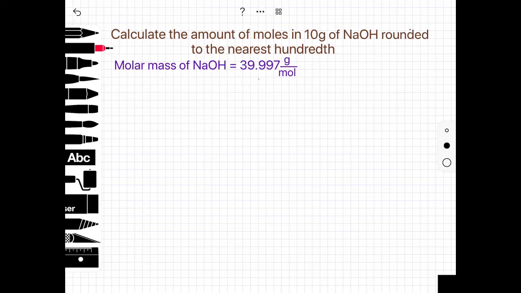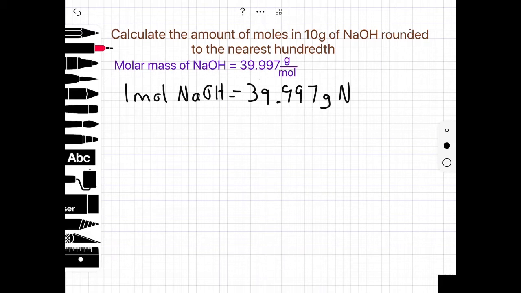We have to use the molar mass as an equivalence, saying that 1 mole of sodium hydroxide is equal to 39.997 grams of sodium hydroxide. That will be our equivalence for this. From this equivalence we will get the conversion factor that we will be using.